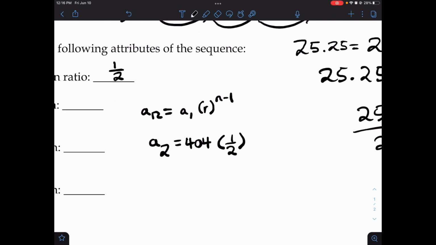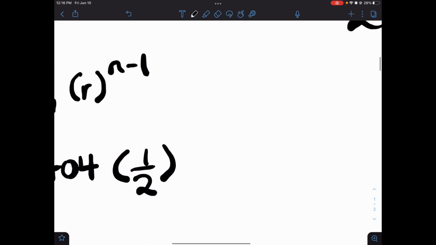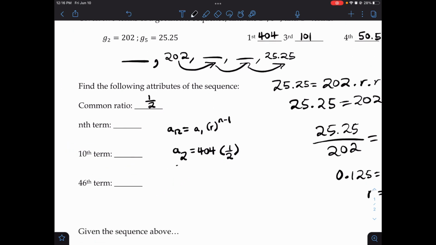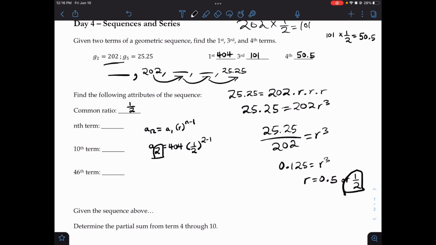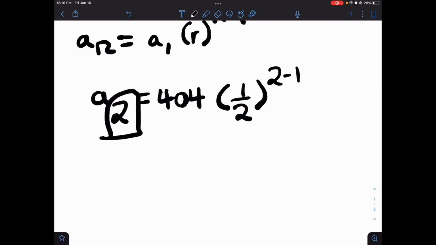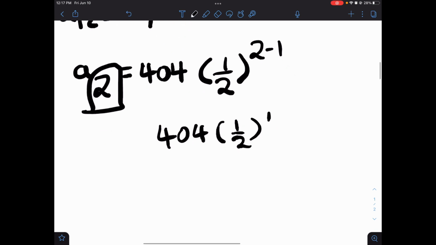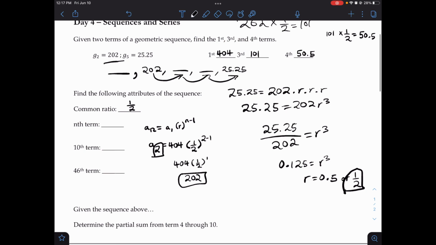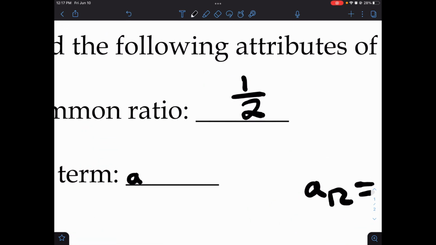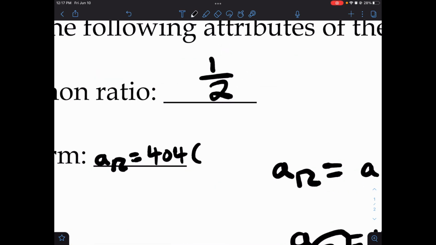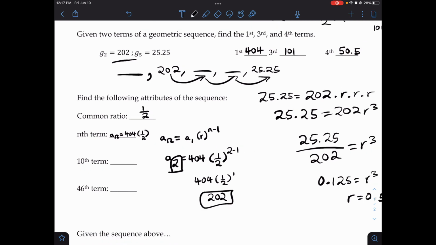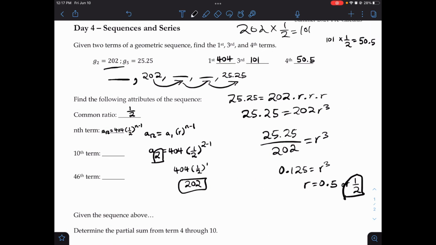And now if we plug in our 2 right here, 2 minus 1, we should get the second term. So we get 404 times 1/2 raised to the power of 1. So we get 202, meaning our equation for our nth term is a sub n is equal to 404 times 1/2 raised to the power of n minus 1. Okay, let me minimize that.